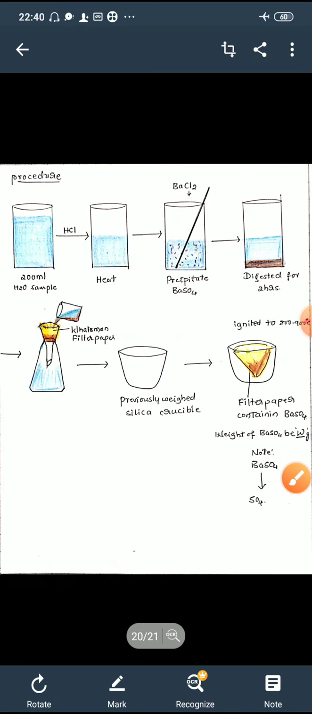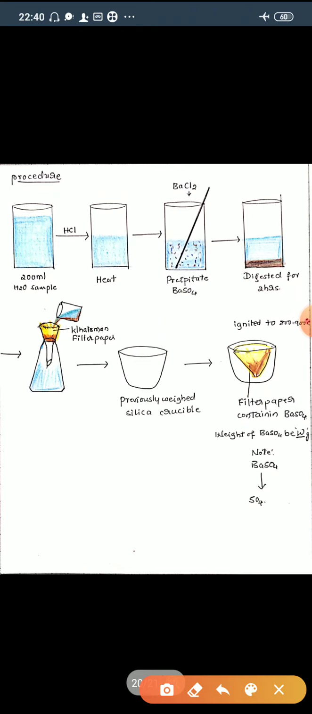Here you can see that 233 gram of barium sulfate contains 96.06 gram of the sulfate ion. That means the total molecular weight of barium sulfate is 233.4 gram, and that contains 96.06 gram of the sulfate ion. Then we have W gram of barium sulfate formed here. This is the W gram of barium sulfate that has been formed.